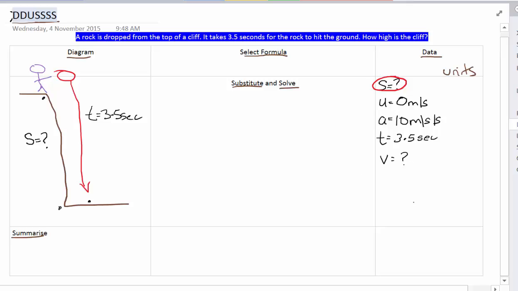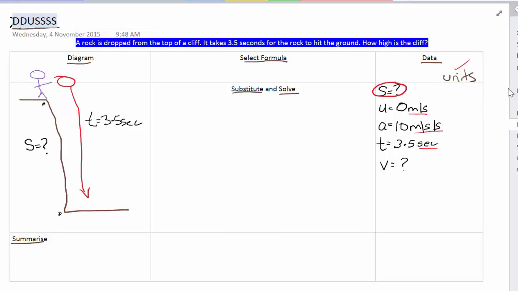So what we're going to do now, we can go and cross off the next one. So now we've done the data. I'm going to check the units. This is an important step, and SI units, standard international units, meters per second, and seconds. So our units are correct. Diagram, data, units, cross out the units. We're going to select the formula now.